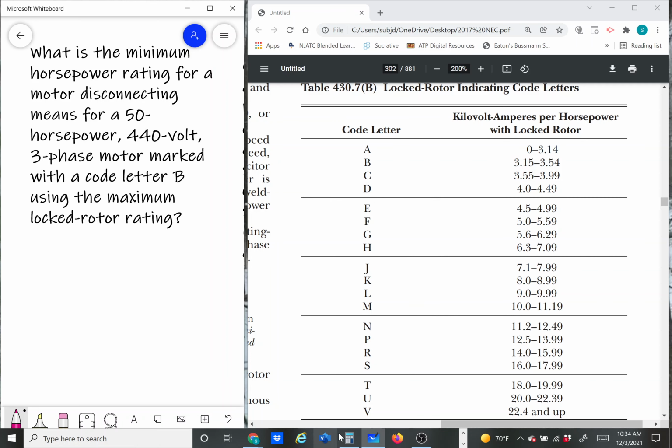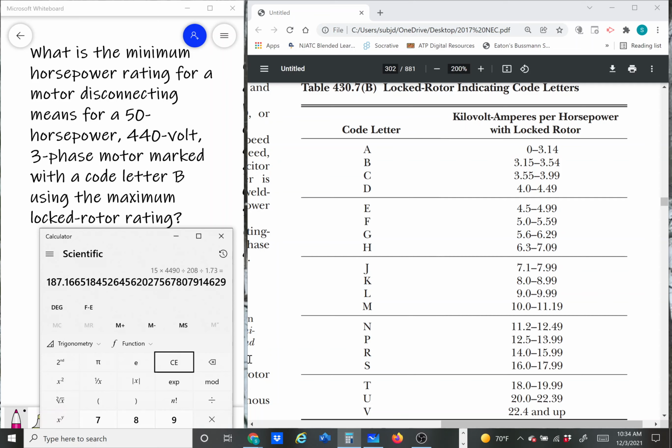My code letter B, if we look at that pretty closely here, has a maximum of 3.54, so 3,540 volt amps per horsepower. I have to multiply that by the 50 horsepower, and then divide that by voltage and 1.73 because it's three-phase. So divided by 440, divided by 1.73, I get a locked rotor current value of 232.52 amps.